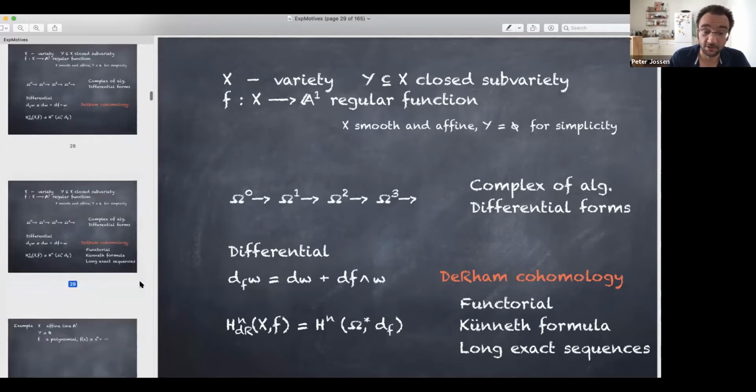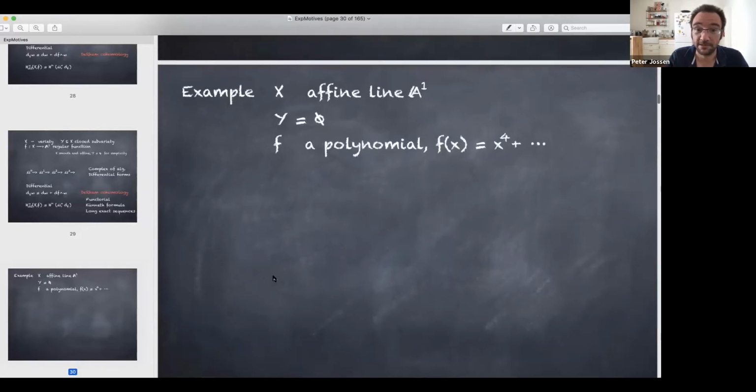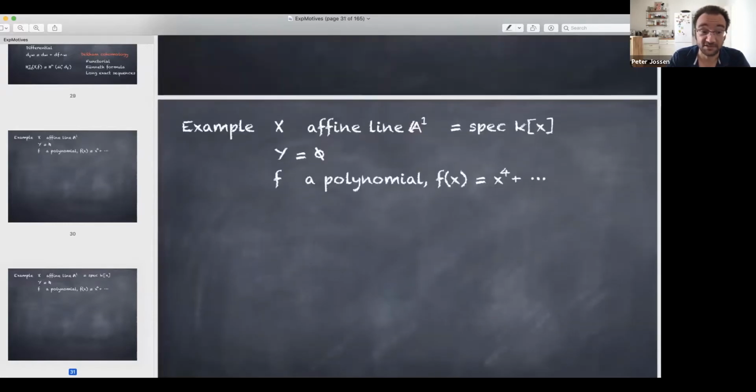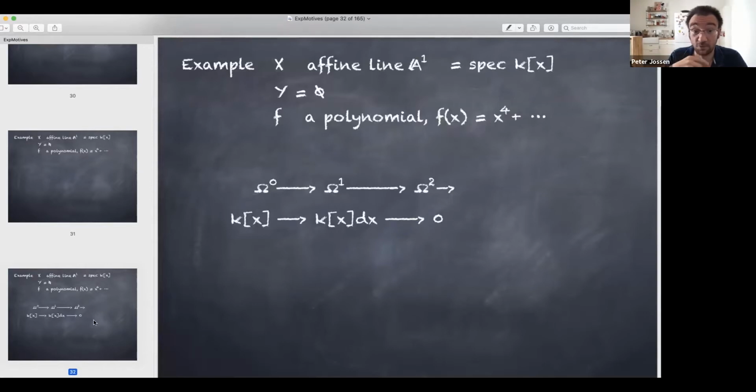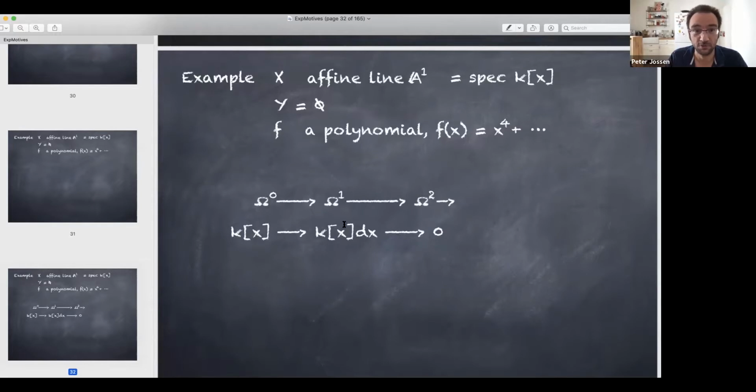All right. Also, let's see this one in the example. I'm just taking the same one. So X is the affine line, Y is empty, f is a polynomial of degree 4. Now, the affine line, I'm writing it as Spec k[x]. So x is the coordinate on A^1. And then the de Rham complex is very short. There's omega 0, which is the ring of regular functions, k[x], and there's omega 1, which is k[x] dx, and that's the end of the de Rham complex, because the affine line is just one-dimensional and there are no non-zero two forms.